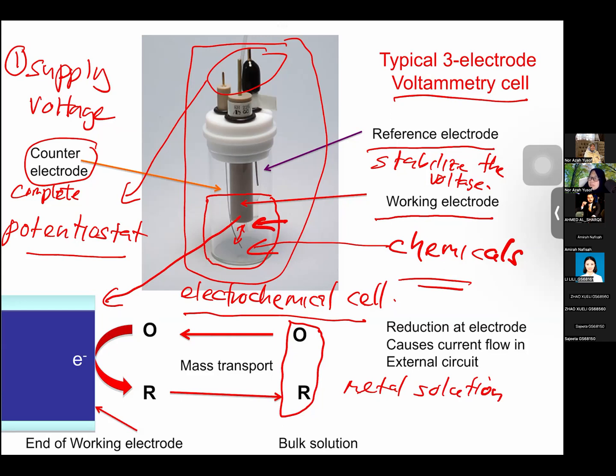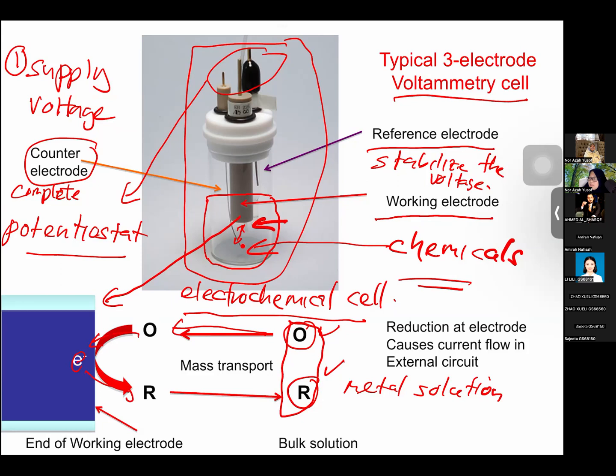So if we put it inside here, inside the beaker, and then we supply enough voltage, there is oxidation and reduction that happens. Not the compound, but the material, the ions inside the metal solution, for example. One will be oxidized and one will be reduced. So they actually move here. You can see there is electron. The one that is oxidized will give out electron, and the one that is reduced will receive electron.